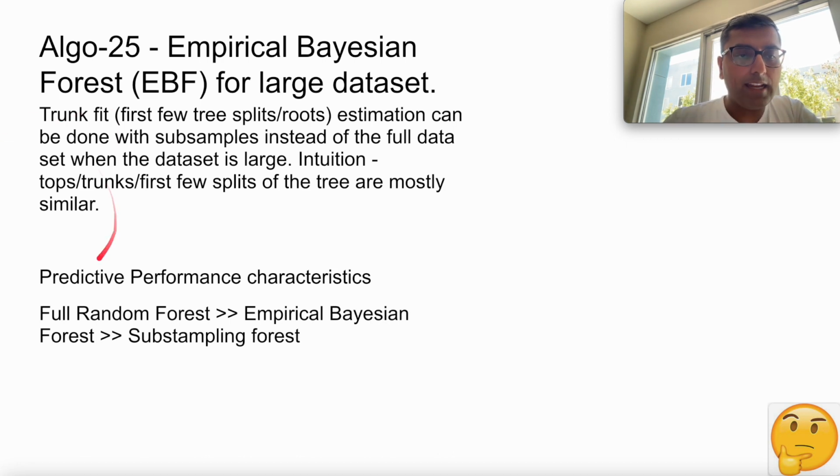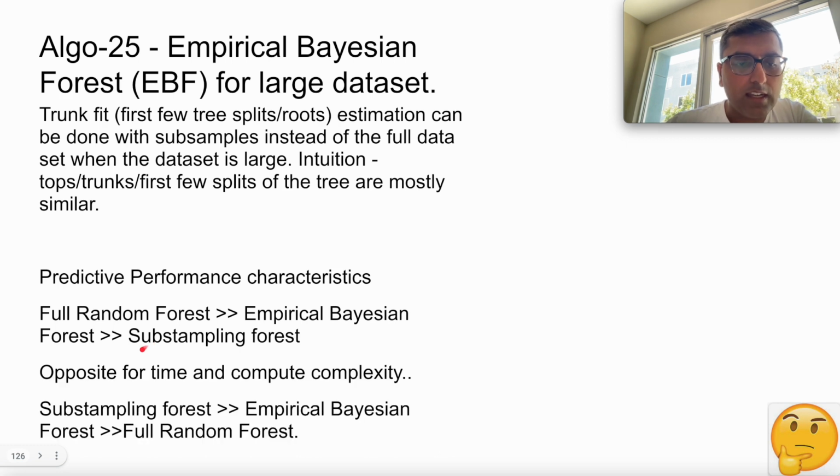So you could imagine that, hey, for predictive performance, a full random forest will have a much higher performance in terms of prediction than this whole empirical approach, and even better than the subsampling, right? But at the same time, you could start to see that the time complexity and compute complexity would be the opposite, meaning the subsampling can get done faster because you're just working on the subsample.